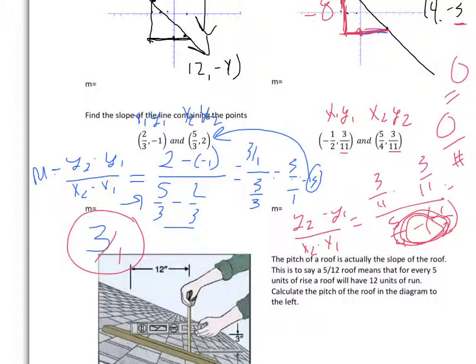So the slope is 0, so really that means we're not going to rise at all, we just run, which means if we're not rising and just running, that's going to give us a horizontal line. So a slope of 0 is the slope of a horizontal line.